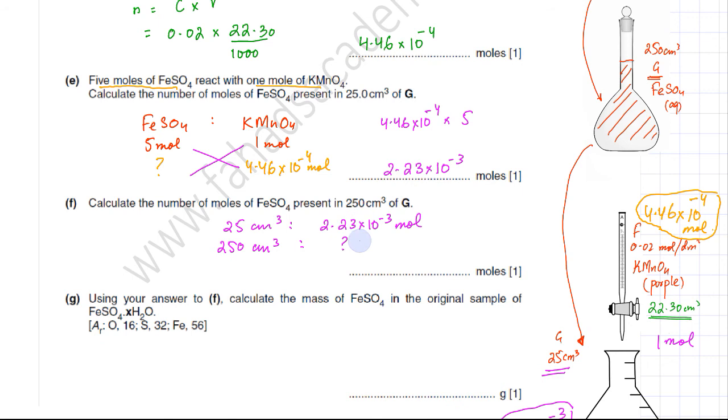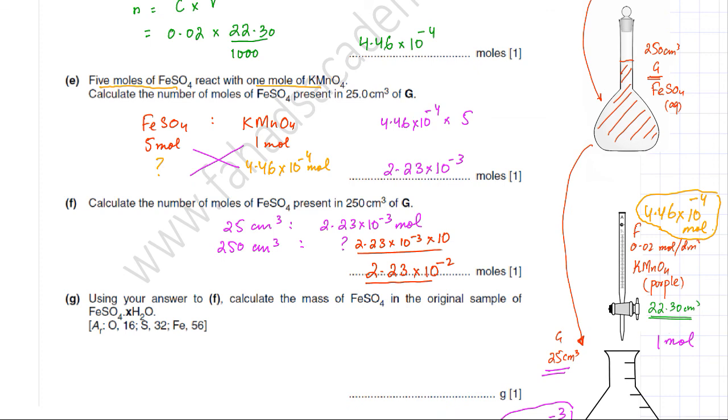So it's going to be 2.23 into 10 raised to the power minus 3 multiplied by 10. So this is the quantity of moles that would be present, because 25 cm cube and 250 cm cube you need to multiply by 10. So the number of moles is also going to be 10 times that amount, which is going to be equal to 2.23 into 10 raised to the power minus 2 moles. So this over here would be your answer.